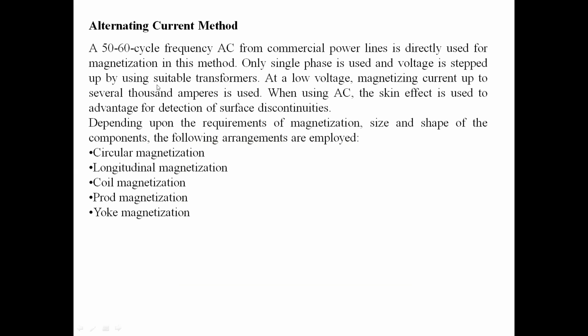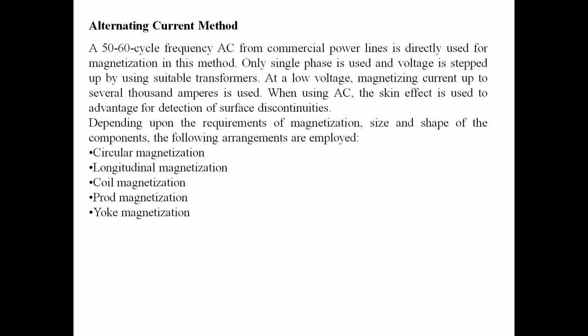One more thing, the alternating current method. Here the frequency of alternating current is 50 to 60 cycles. Commercial power lines are directly used for magnetization in this method. Only single phase is used. Voltage is stepped down by using suitable transformers. At low voltage, magnetizing current up to several thousand amperes is used. At low voltage, the magnetizing current should be more, several thousand amperes.